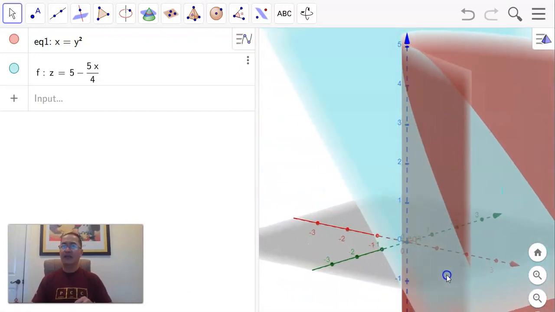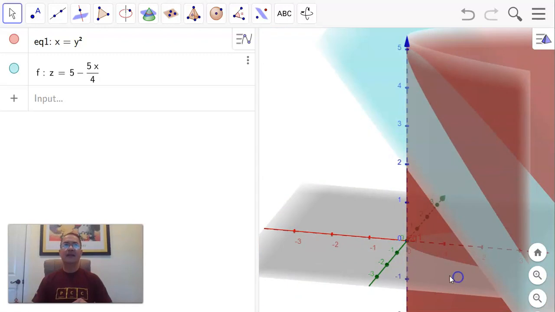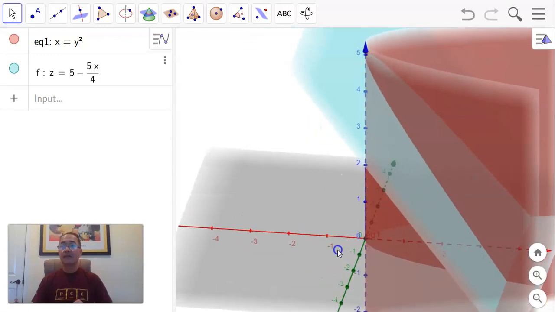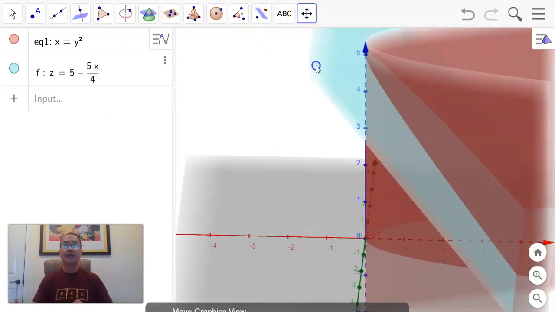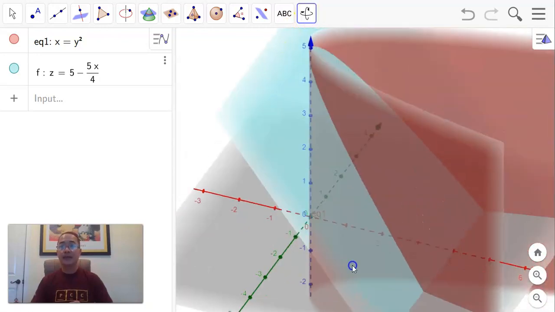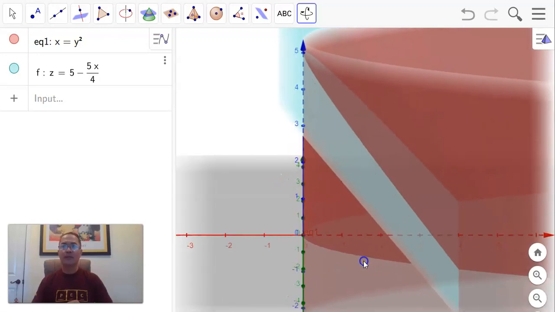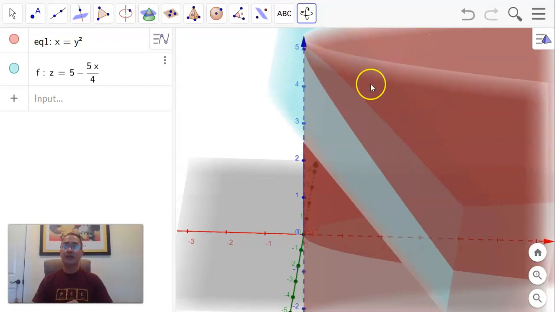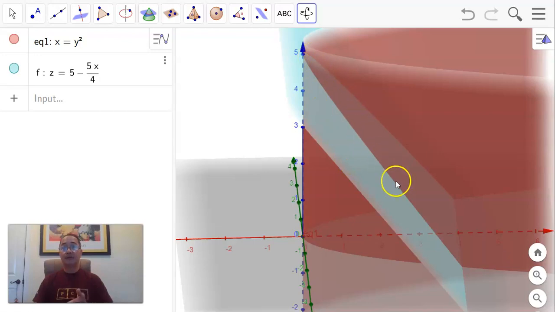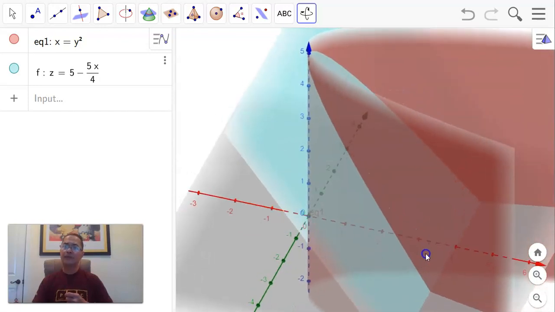Can you see it? I hope your answer is no, not really. It's not very clear what the solid looks like, but maybe let's move it over here, and scoot it a little bit to the left. So there is our solid. It kind of looks like a wedge, right? So you have this cylindrical surface. We cut it at the bottom at the xy plane, and we cut it above by this plane, z equals 5 minus 5x over 4.